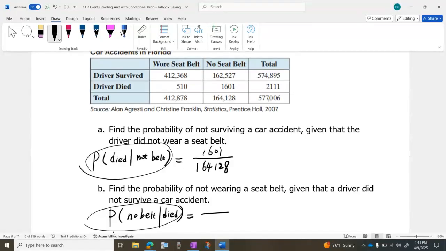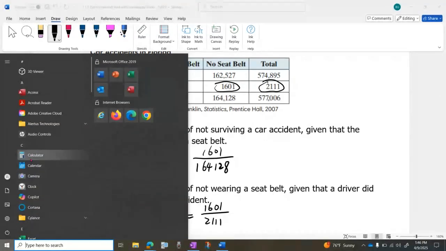Let's see how many people died. We would not consider 577,000 as the denominator, because some of those people didn't die, right? So we're going to consider only the people who died in the accident. Among the people who died in the accident, 2111. How many of them did not wear a seatbelt? Drivers died. This many did not wear a seatbelt, 1601. I actually want to know the probability. Let's find out.